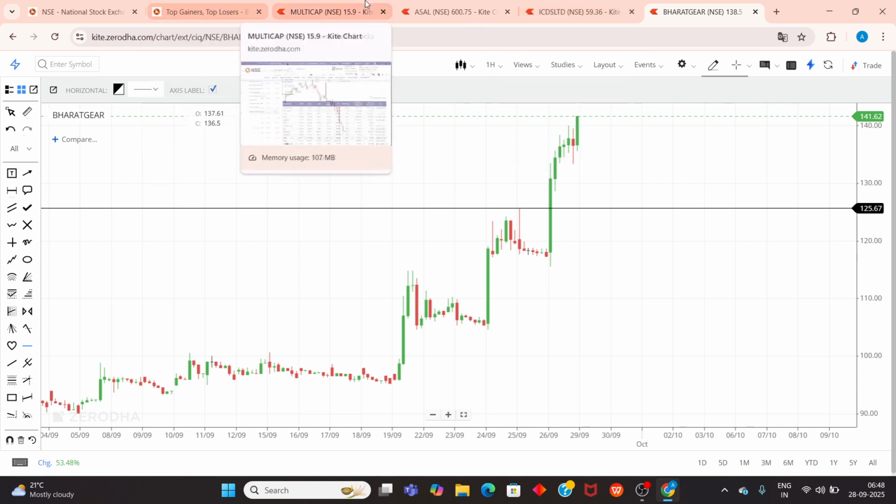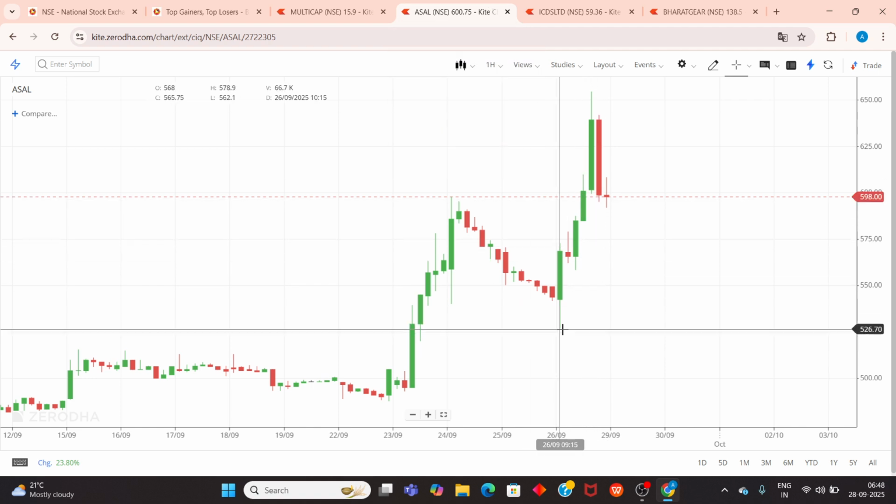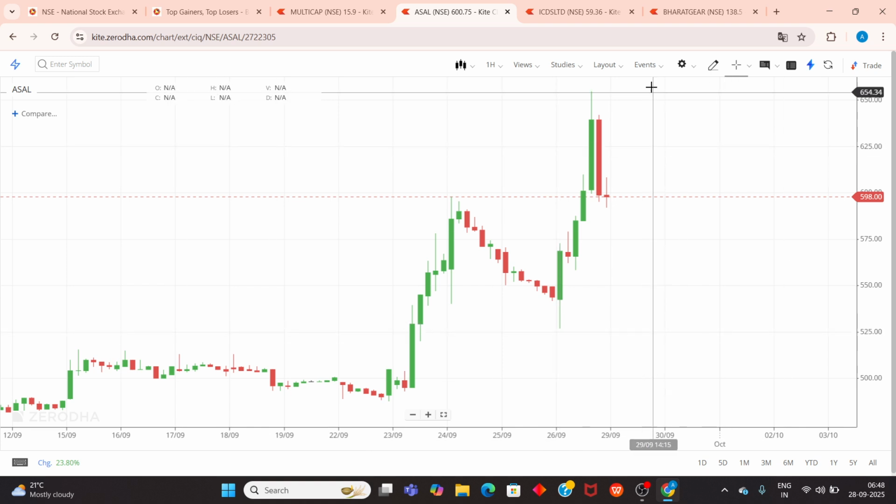But in ASAL, we found it at 12:15, almost after 2 hours. Correct. So you should have patience, but make a good watch list based on the top gainers. Then you can find the trade accordingly. You might find the trade within 1 hour or within 2 hours, and based on that, you can put a buy order. Okay, so I hope it's clear.